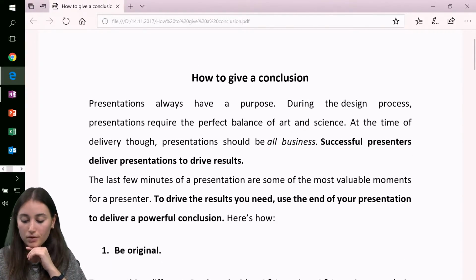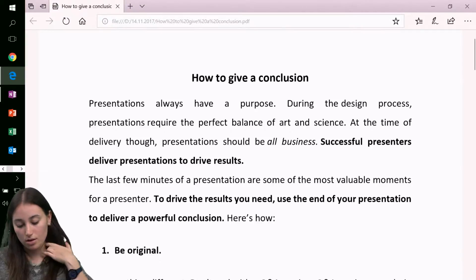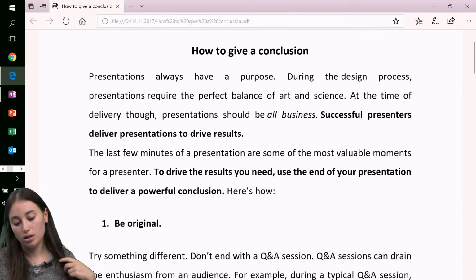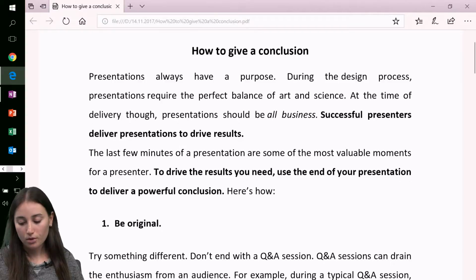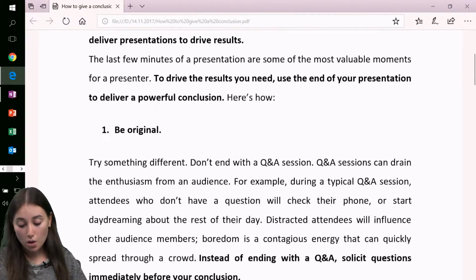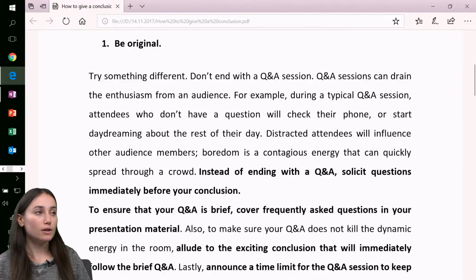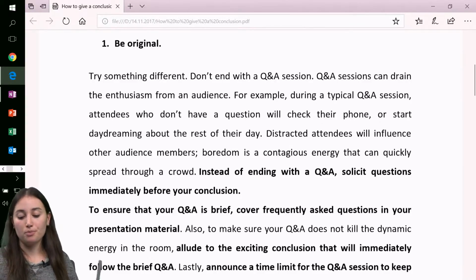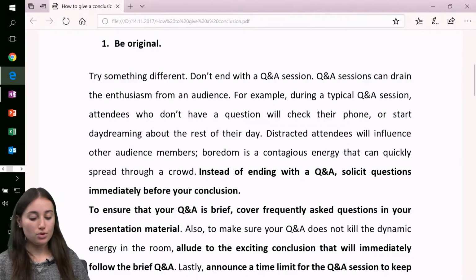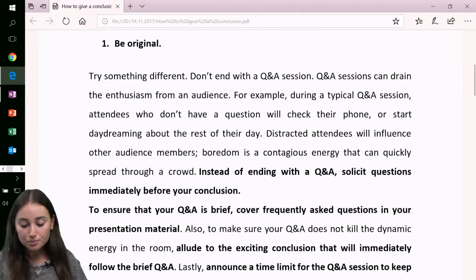Well, I think we already talked about that a lot. I think I'm just going to mention the main points. So, the first point they mention is that you have to be original. So, try something different. Don't end with a question and answer session.